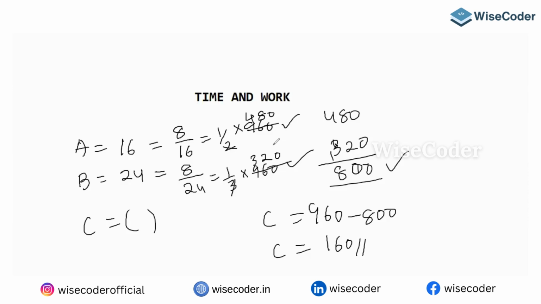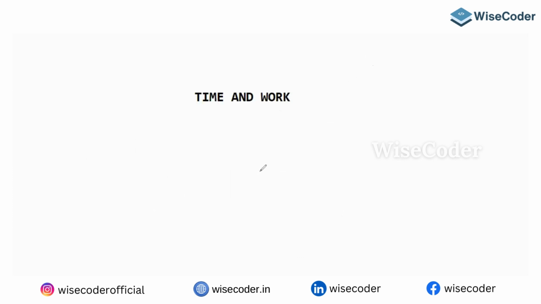Okay, so they got 480 and 320, they got 800 together. These are the questions based on efficiency. Next we'll try to solve questions based on alternate days. Why and how alternate-day questions work, we'll see now.